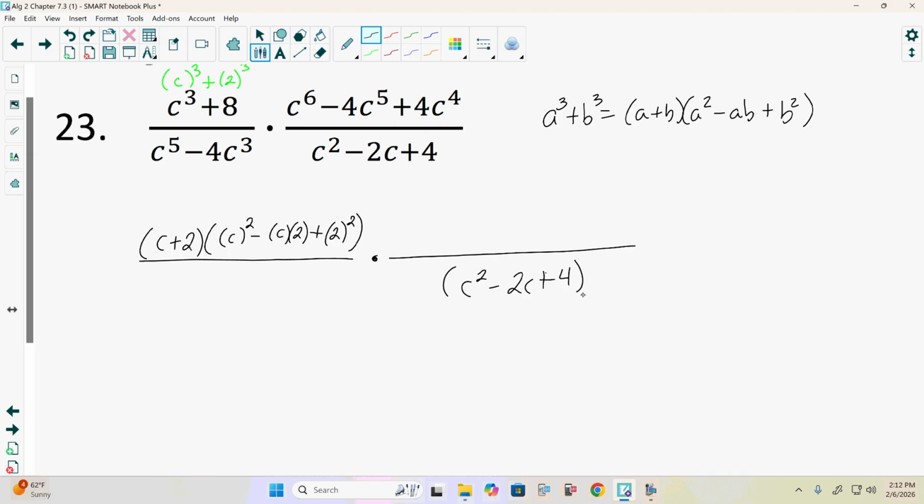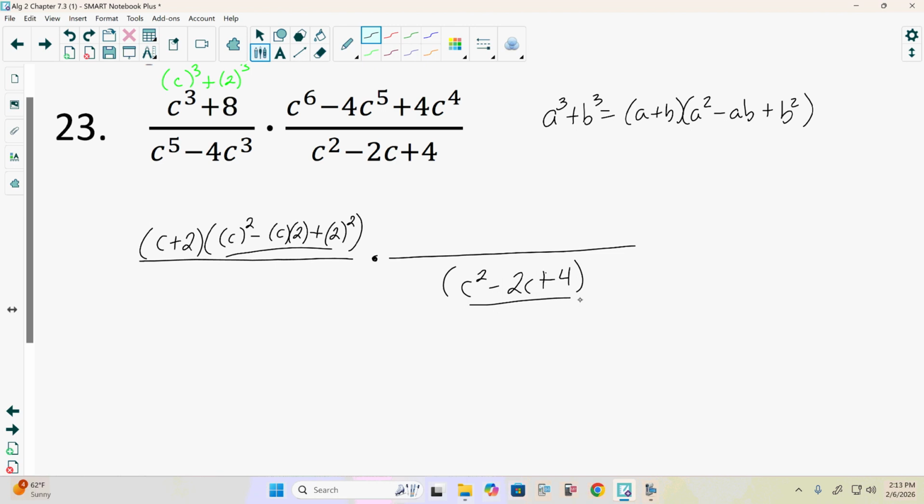The interesting thing is c squared minus 2c plus 4 doesn't factor. We talked about the sum and difference of two cubes. I said the quadratic part of that will never factor, which means that doesn't factor anyways. So even if it did, because these are going to be the same, there's no reason to. Because whatever they factor to will cancel out already.